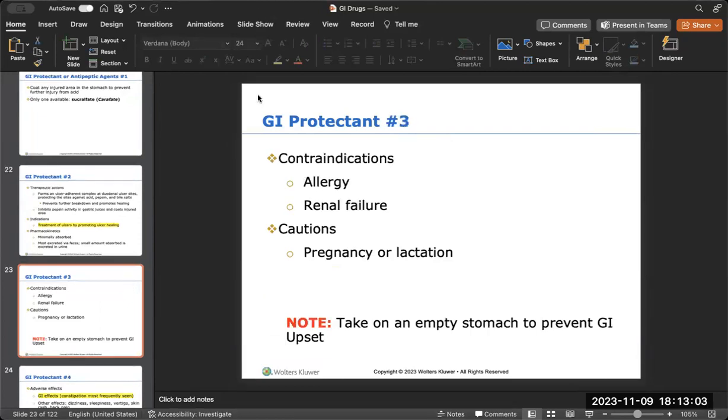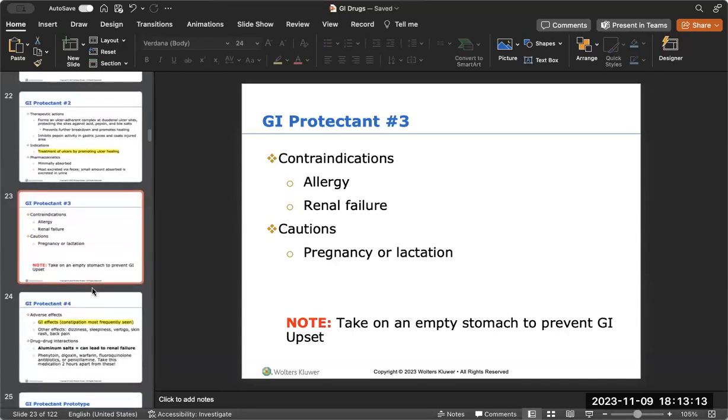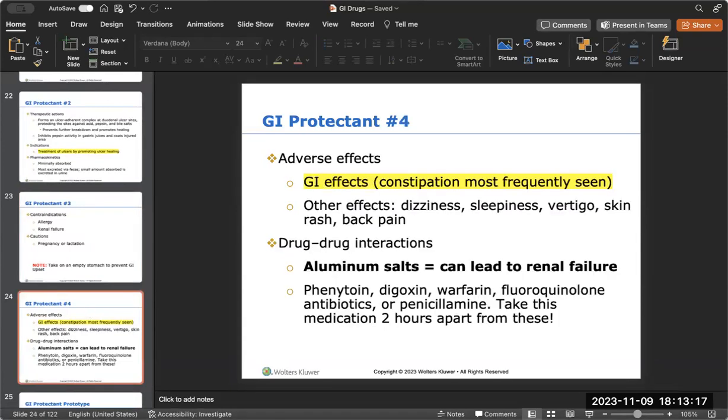Contraindications include allergies, always think about pregnancy, and we must take this drug on an empty stomach to prevent GI upset, okay? We don't want to take this drug with food. No, it's going to make it worse. As I said, any GI drug is going to have GI effects. So the most common one, though, with sucralfate is constipation.